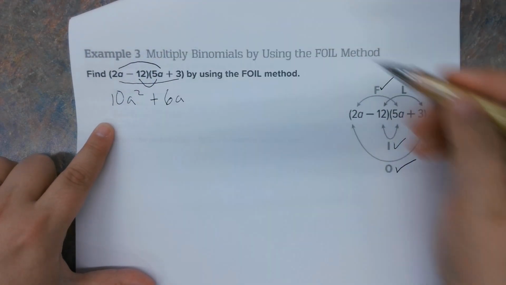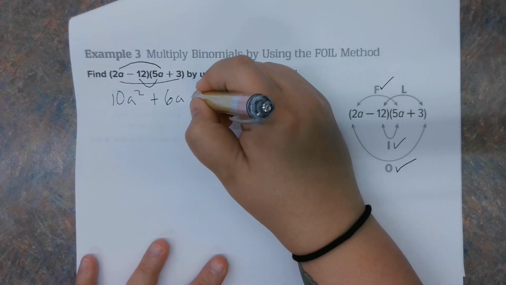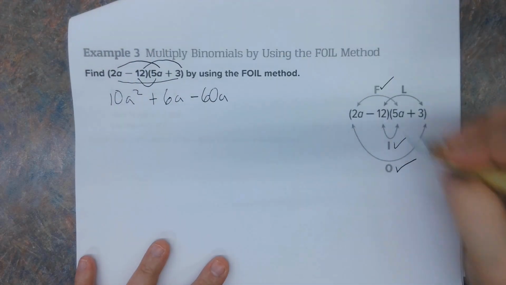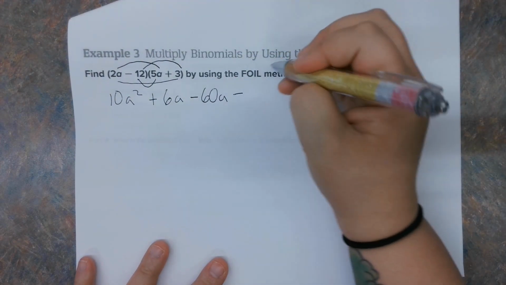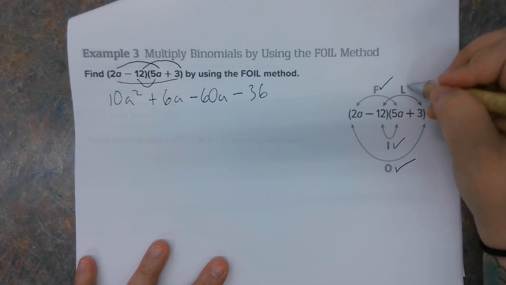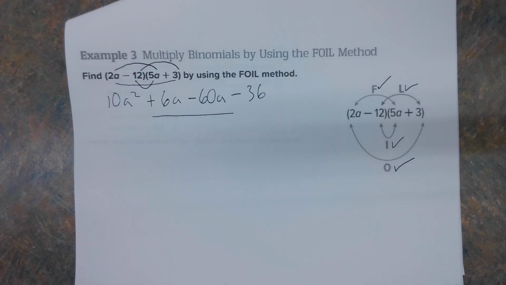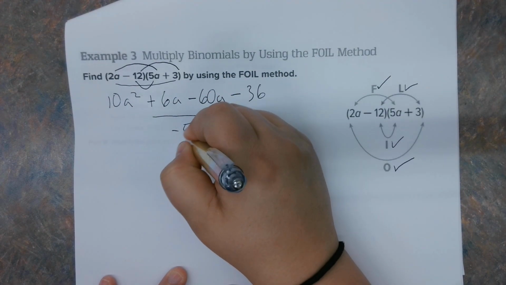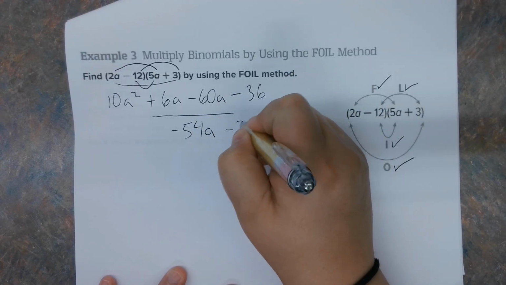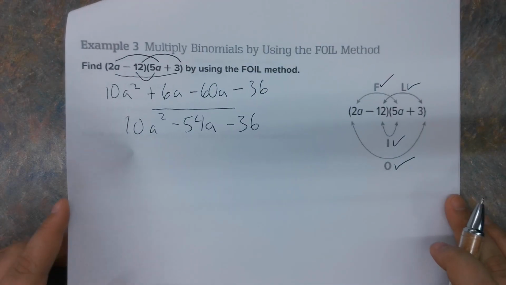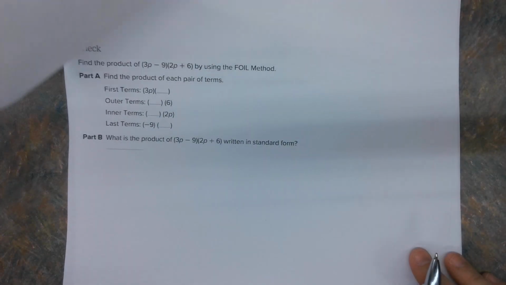Inner, negative 12 times 5 is going to be negative 60 with an a. Last, negative 12 times 3 is going to be negative 36. Got my last. Combine like terms right there. 6 plus negative 60 is negative 54 a. Bring down the other two terms. That's FOIL. You've got 3 chances to try.